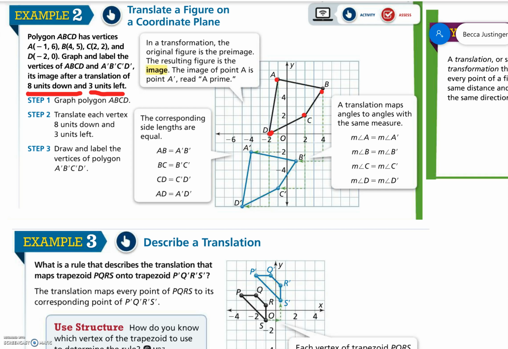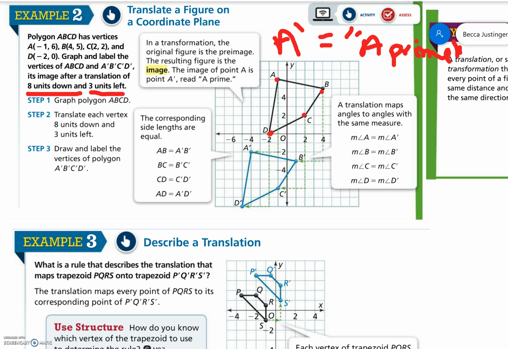Okay, some new words there. Prime. Whenever you see A with an apostrophe, we say that as A prime. It means it was the point A, and now it's been translated, it's been moved. Still the same point, just in a different position.